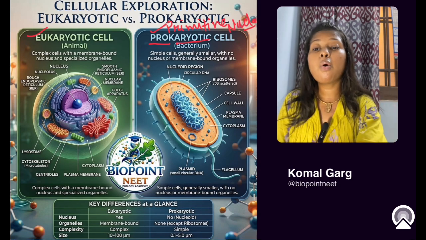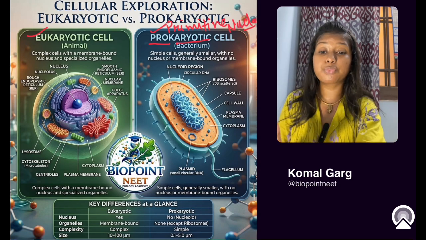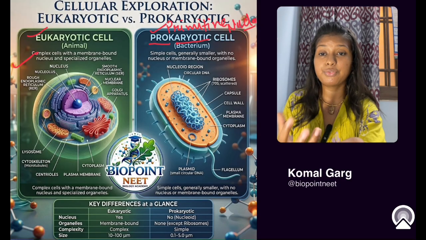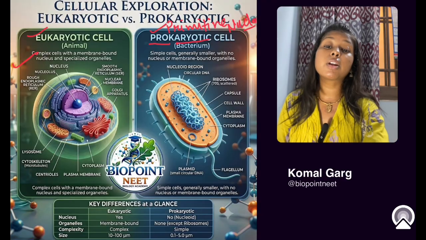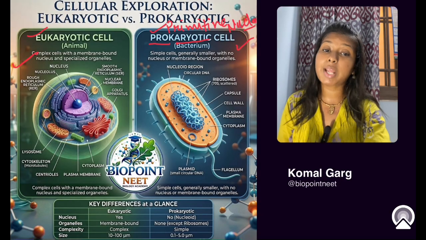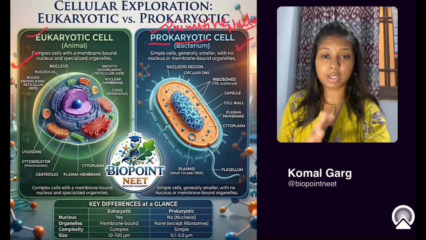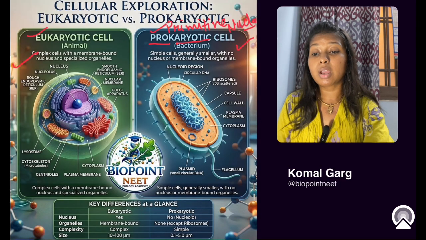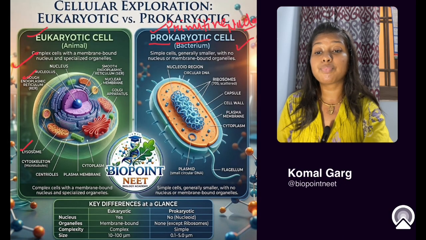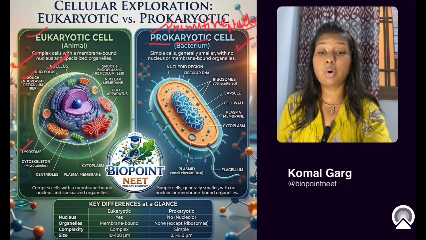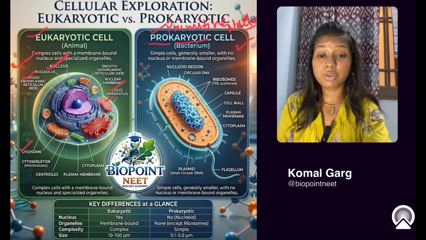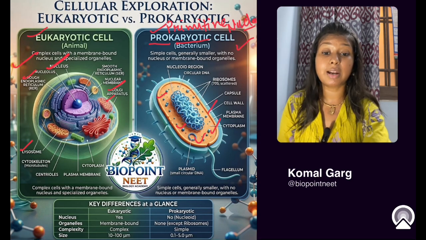Now we have further differences, such as the size. The eukaryotic cell is larger, about 100 micrometer, whereas the prokaryotic cell is near about 10 micrometer, a small size. Eukaryotic cells contain membrane-bound organelles such as lysosome, RER, nucleus, SER, Golgi apparatus, mitochondria, whereas in prokaryotic cells we can see there are no membrane-bound organelles, but there is always an exception, that is the ribosome.